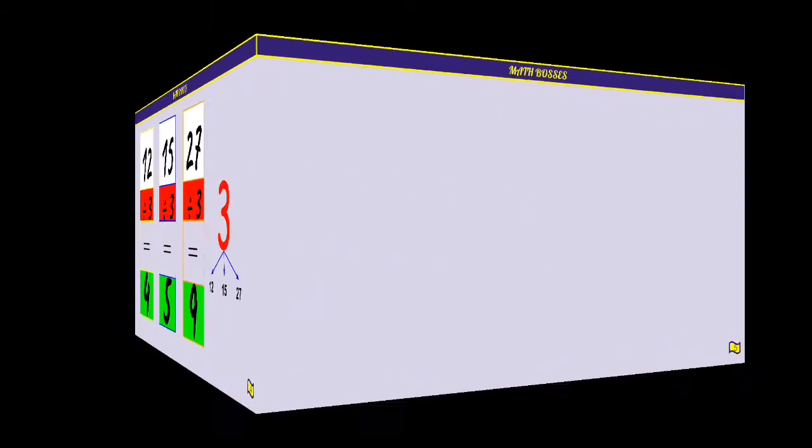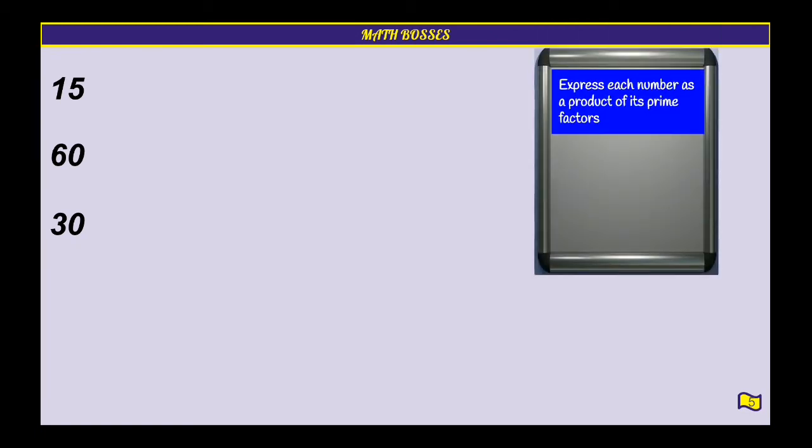Now let's see the full form of this HCF concept. Let's say we are asked to find the HCF of three numbers, 15, 60 and 30. The first step is to express each number as a product of its prime factors. So when we express 15 as a product of its prime factors, we get 3 multiplied by 5.